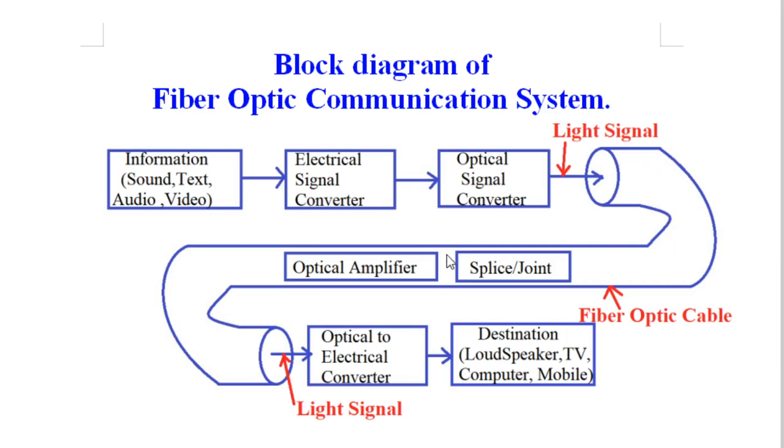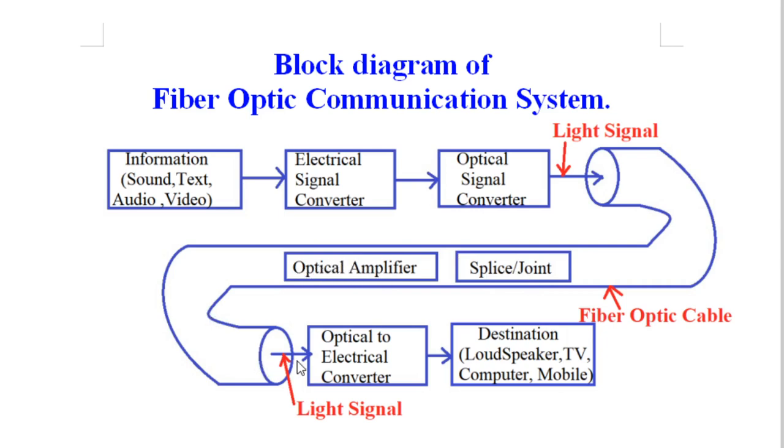Then we came to the fiber optic cable. As I told you, there are three different types of fiber optic cables mentioned in the block diagram, which we are going to study in the next slide. Depending on the distance, if it is very short, 10-20 meters, there is no problem, you can use only one cable. But if the distance is long, then you have to join the cables. To join them there is a splice, which means joining two fiber optic cables to each other. After joining, an optical amplifier is used.